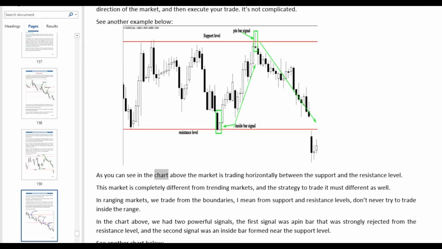As you can see in the chart above, the market is trading horizontally between the support and the resistance level. This market is completely different from trending markets, and the strategy to trade it must be different as well.